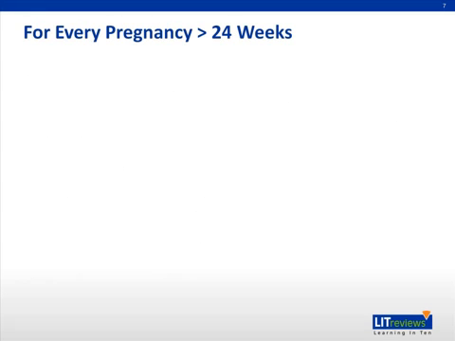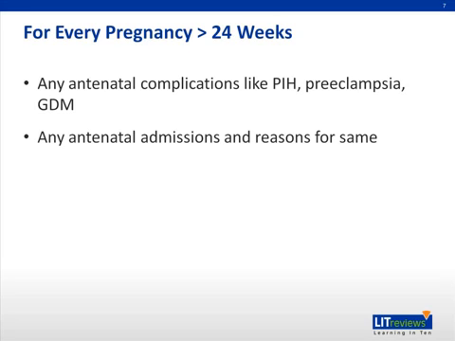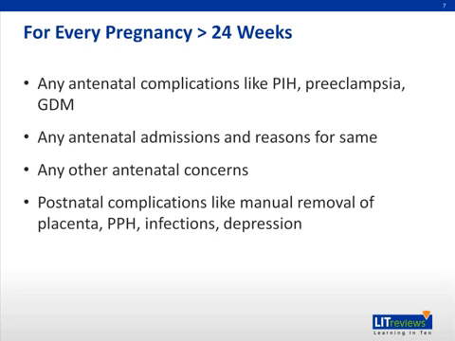Now let's look at the history that you have to elicit for every pregnancy that has gone past 24 weeks. You need to ask for any antenatal complications like pregnancy-induced hypertension, preeclampsia or gestational diabetes, if she had any antenatal admissions in a previous pregnancy and the reasons for the same, and if there were any other antenatal concerns. The intrapartum problems I will discuss in the next slide.